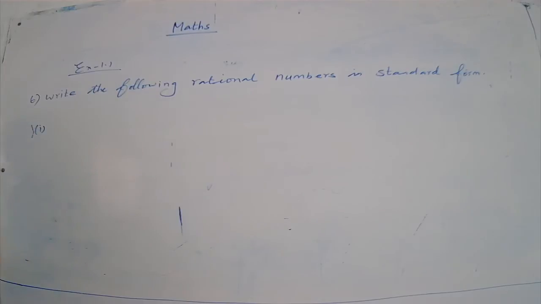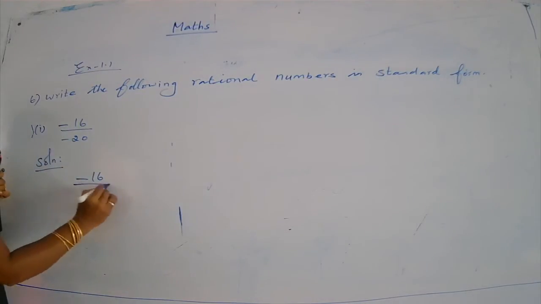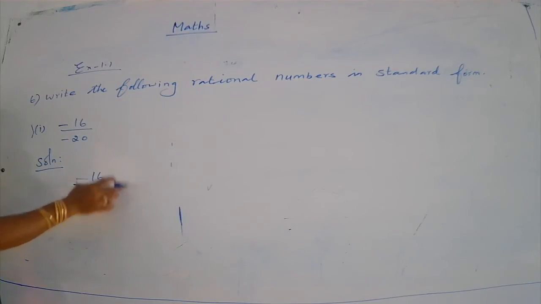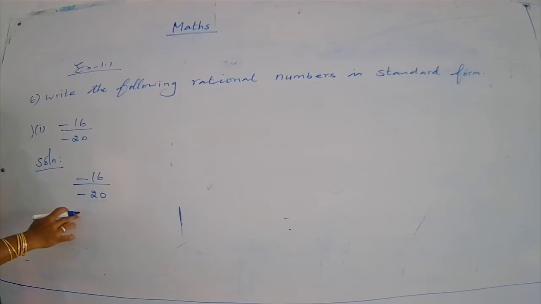First question is minus 16 upon minus 20. Solution. Okay children, stop writing. Now listen carefully. Minus 16 upon minus 20. This is a rational number. Which type, positive or negative? Minus minus is cancelled, so this is a positive rational number.